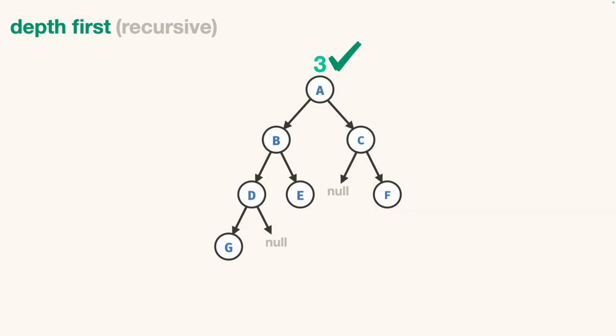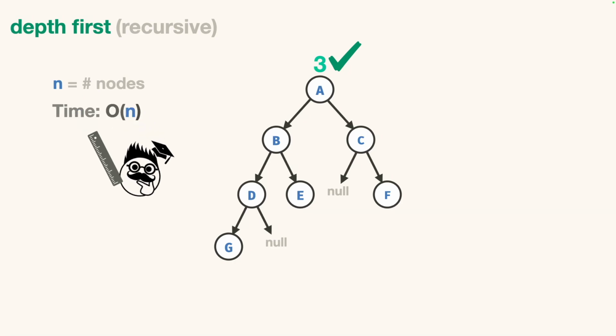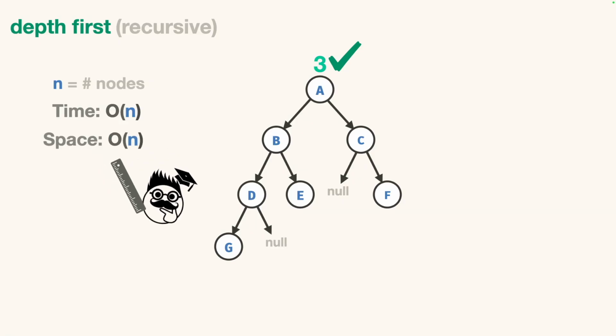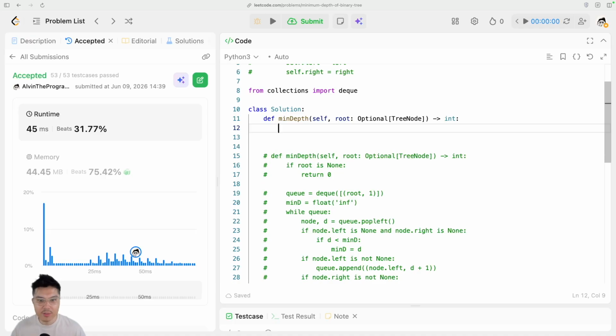Notice that the minimum depth can either be derived from the E node that came from the left side or the F node that came from the right side. If we say that n is the number of nodes here, time complexity for your solution should really just be O of n still, right? Because you're going to make a recursive call for every node of the tree. Space complexity here is also going to be O of n because you're going to store these recursive calls on the call stack. So I need a few different base cases here.